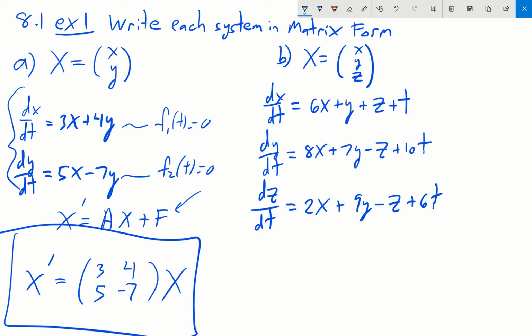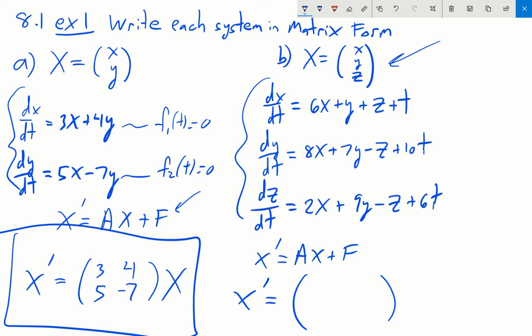Very similarly, let's look at the next one. In this one we have a 3 by 3 system, so we have 3 derivatives in the variables x, y, and z. Let's let x be our column vector. We again want to write it as x prime equals, in general, Ax plus f. So it's going to be x prime equals, let's start by writing out the matrix A. If we go across the first row of coefficients, we have 6, 1, and 1. So that's going to be the coefficients for our first row.